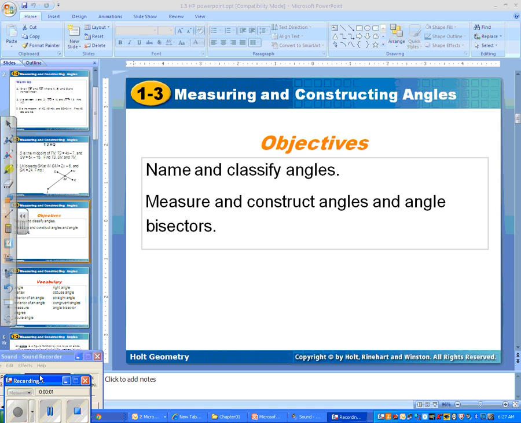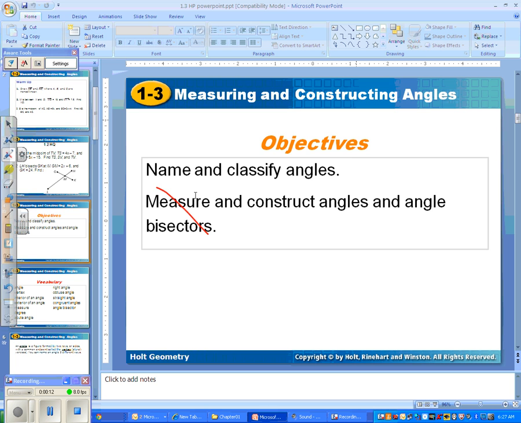All right, 1-3 is all about angles. We're going to be measuring and constructing angles. Well, we're not really going to be constructing, sorry. So by the end of this video, hopefully you can name and classify angles. We're going to be talking about angle bisectors, but we won't be constructing until later on in class. But I promise we'll get to it.